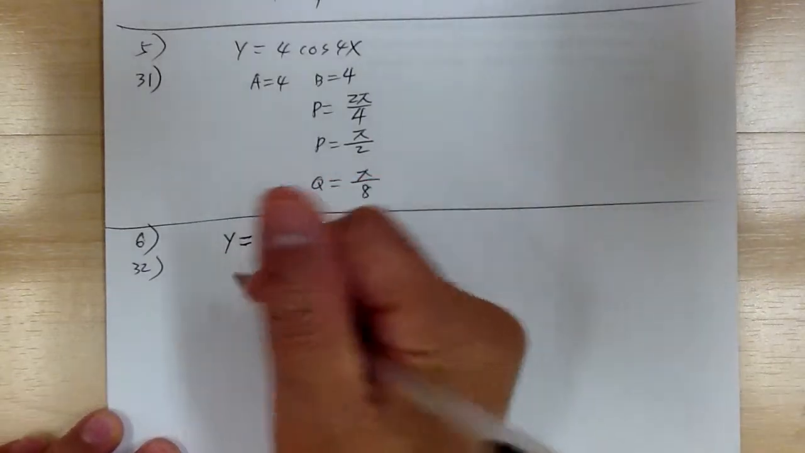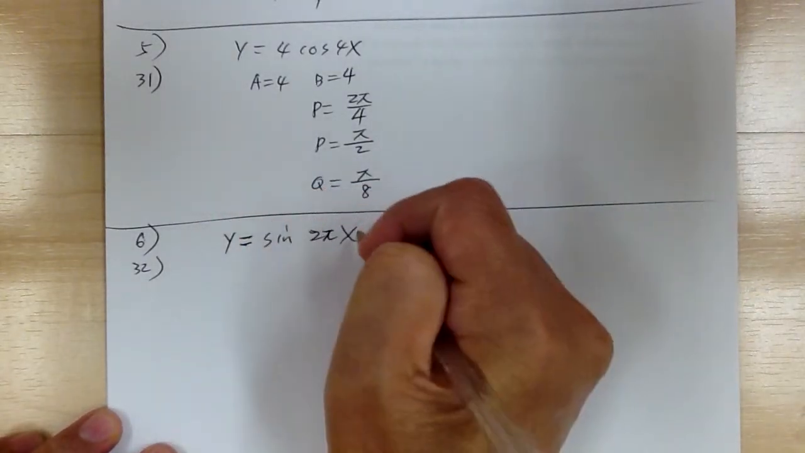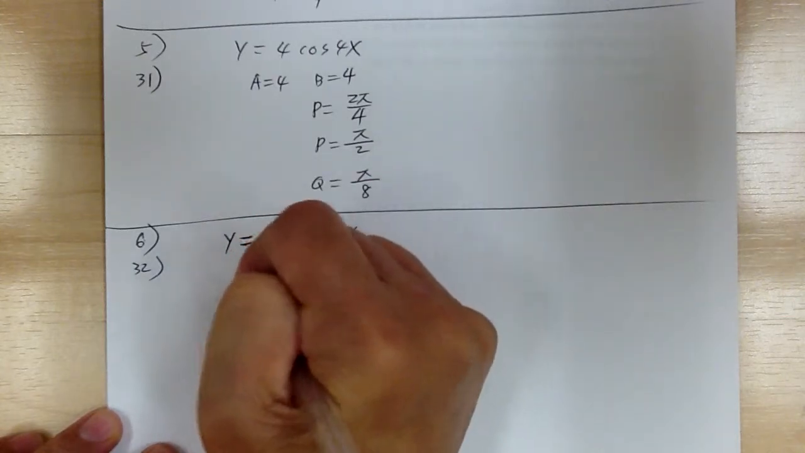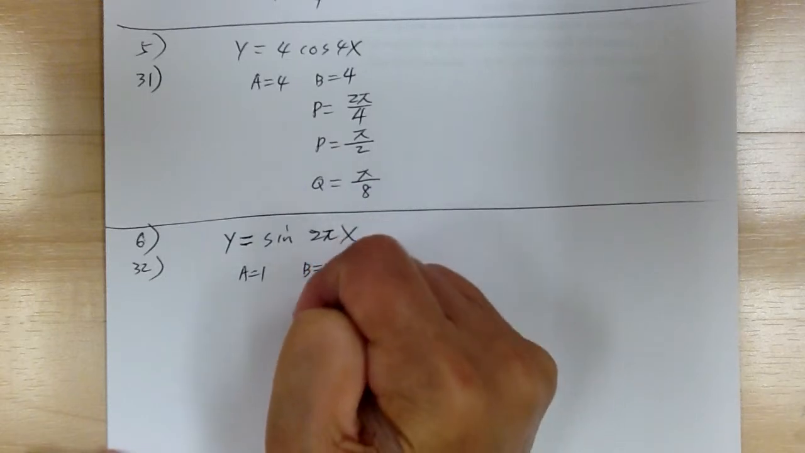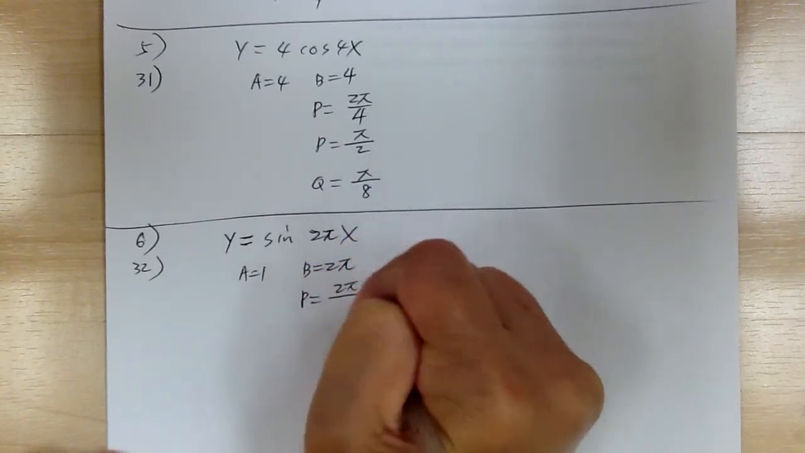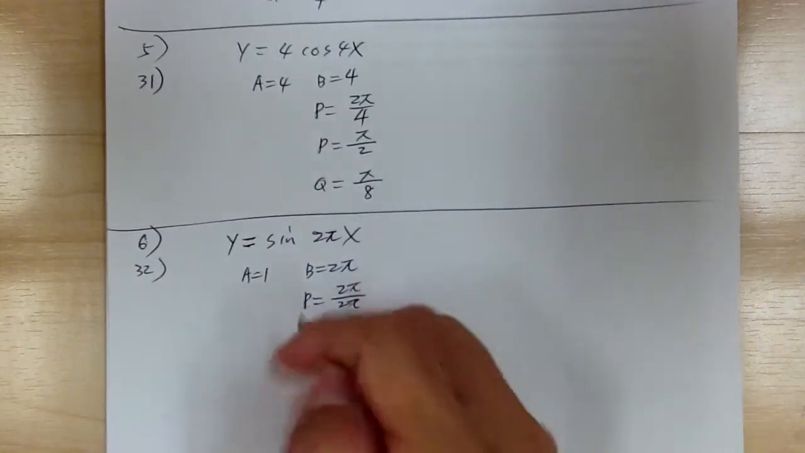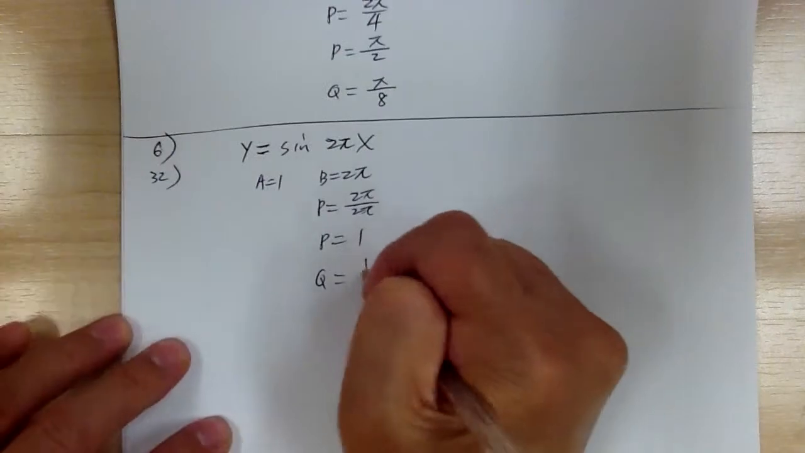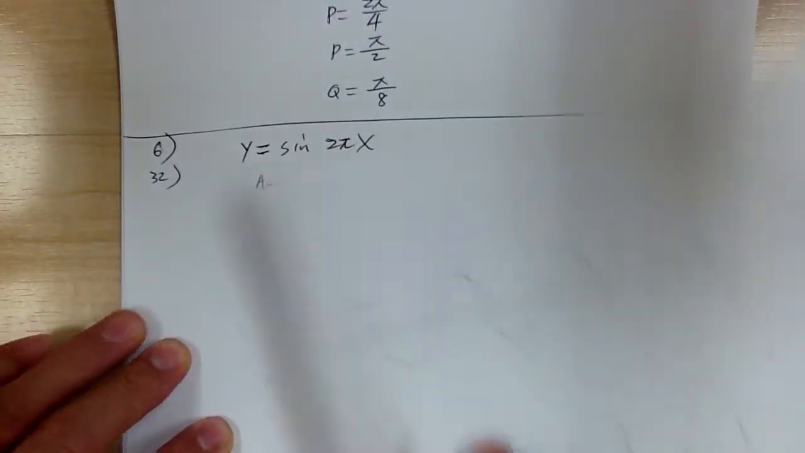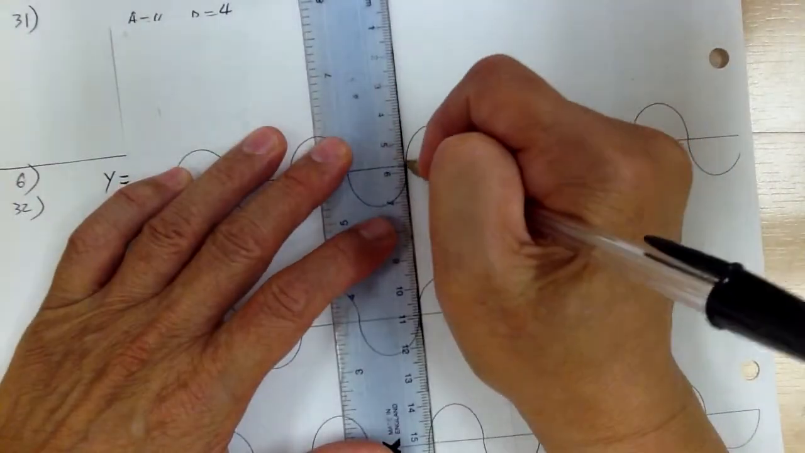Okay, let's go to number 6. So number 6, over here you have y equal to sine of 2 pi x. So a equal to 1, b equal to 2 pi. So period equal to 2 pi over b, so period equal to 1. So the quarter wave is 1/4 of that, so multiplied by 1 over 4, that will give you 1 over 4. So when you graph that, sine starts right over here.